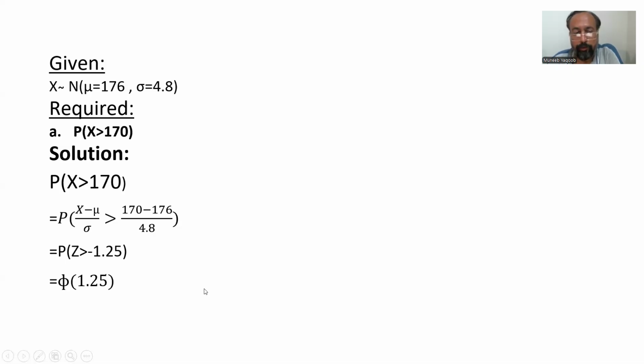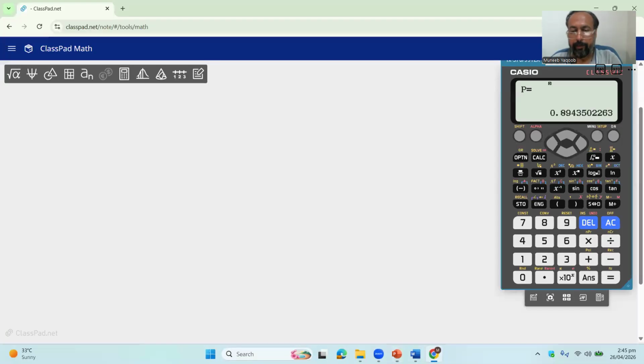Now, how can we calculate this probability? Either we can use tables to calculate the probability of z less than 1.25, or we can use our calculator. So let us see how we can use our calculator. First of all, we will reset our calculator. For that, we will do a simple procedure, and now it's in the normal mode.